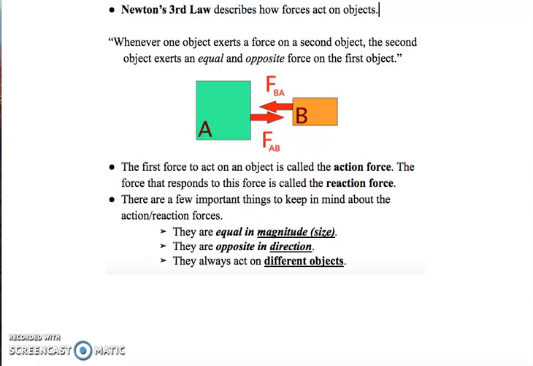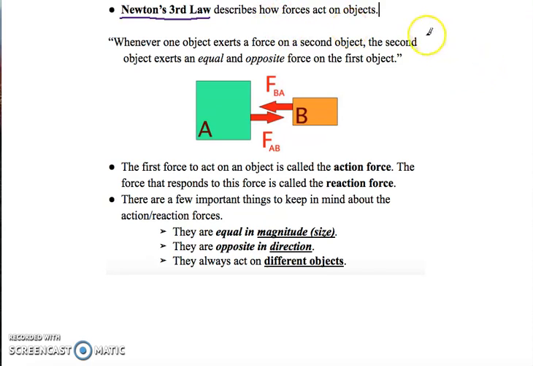Okay, so we're going to go through the notes for sections 3E and 3F. Sections 3E and 3F are going to be describing Newton's third law. We already went through the second law. We're now looking at the third law, and the third law is more conceptual. It's going to let us describe how forces act on objects.